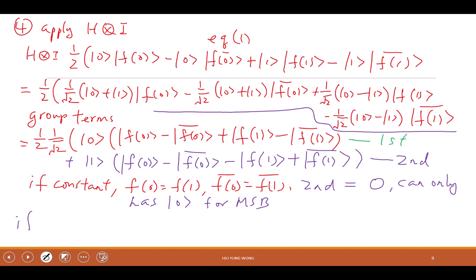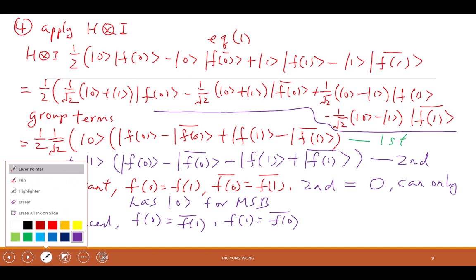Similarly, if it is balanced, then what does it mean? You think f of 0 equals bar of f of 1, because they are different, so the negation will be equal, right? f of 1 equals bar of f of 0. Then let's look at this. f0 equals bar of f1, f1 equals bar of f of 0. Again, the first term got cancelled, but not the second term. You can plug in, you will see that, right?